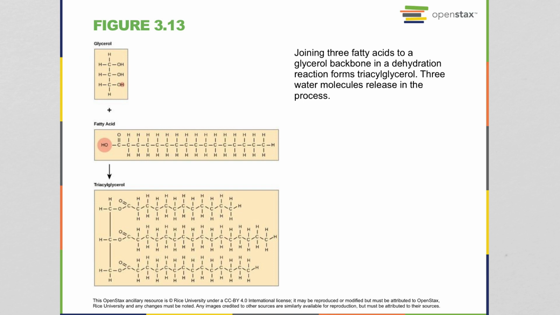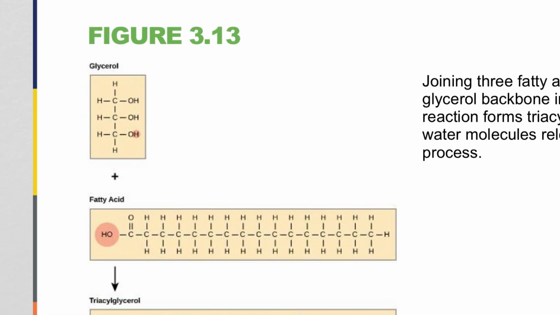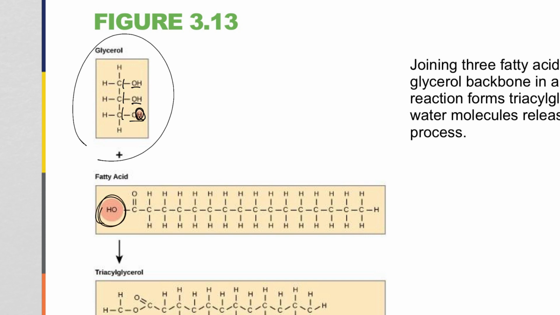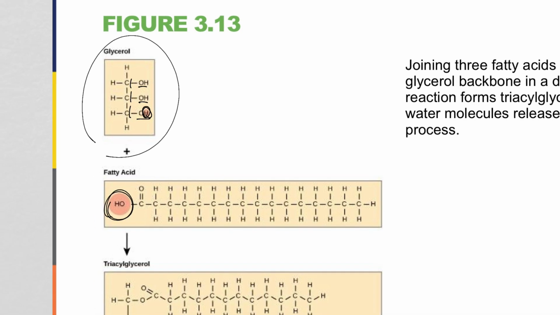And so in this case, what we're doing is we're taking a backbone molecule, glycerol, which contains 3 carbons, and each of those carbons has an OH on it. An OH is an alcohol group, and so technically glycerol is an alcohol, and we're going to use that hydrogen to combine it with an OH that's on the end of this molecule called a fatty acid.